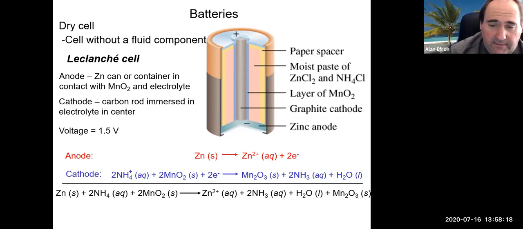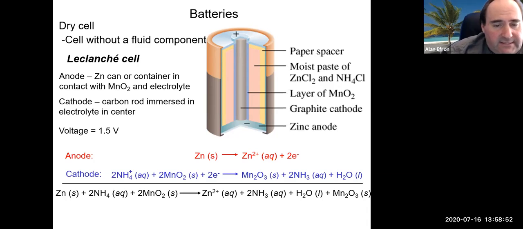In addition, here in the middle, we have some paper. We have a layer of MnO2. We also have a paste of zinc chloride and ammonium chloride in there, again acting as the electrolyte. So this pasty area in here acts really like the salt bridge in a traditional galvanic cell, helping to keep, again, those are very ionic compounds, so those ions are going to help everything continue to flow.